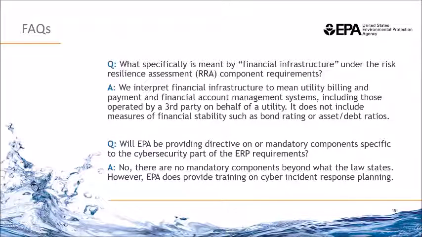And this question was asked earlier, so what is specifically meant by financial infrastructure under the risk and resilience assessment requirements? And just to reiterate, we interpret financial infrastructure to mean utility, billing, and payment and financial account management systems, including those operated by a third party on behalf of a utility. Jeff went over this one just a little while ago.